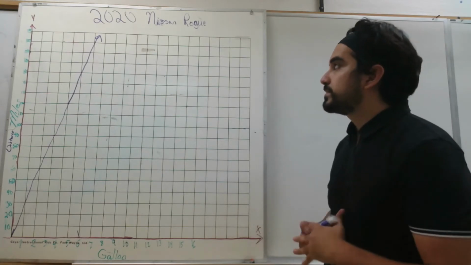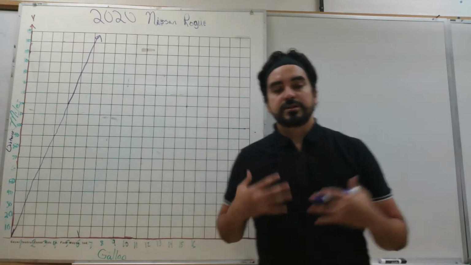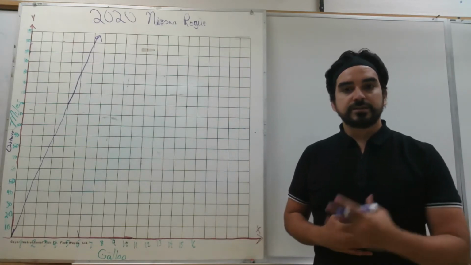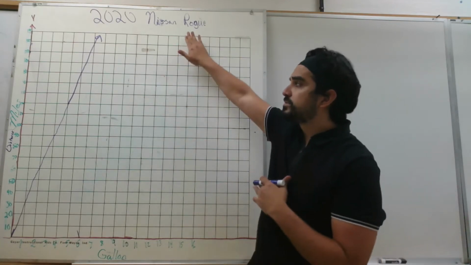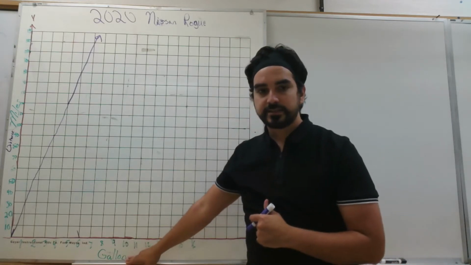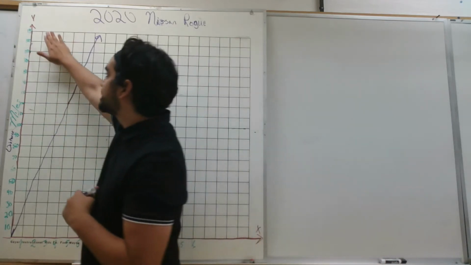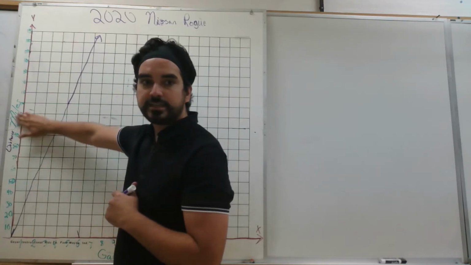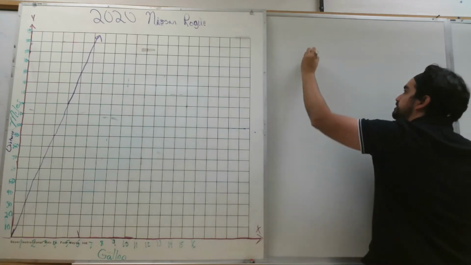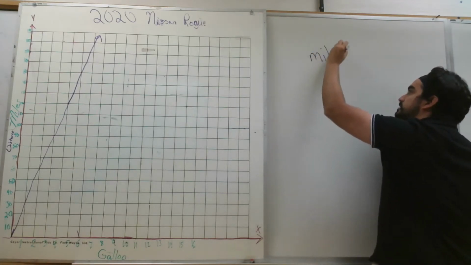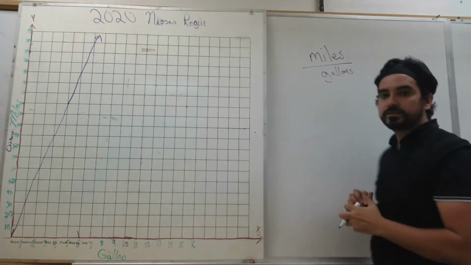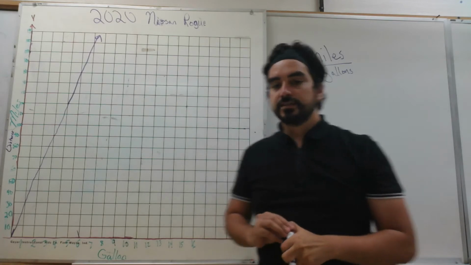So today we're going to find the slope in the real world. For example, let's say I want to know what would be my miles per gallon for a 2020 Nissan Rogue. We see our x-axis, which has our x label as gallons, and then we have our y-axis with the y label as distance in miles. So we know we're going to be talking about miles over gallons.